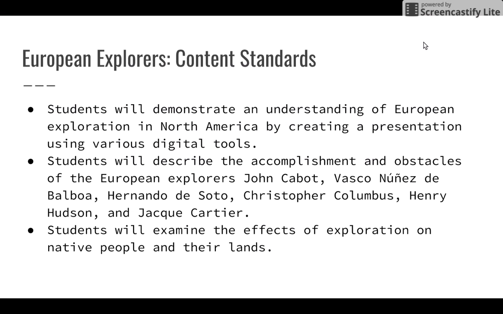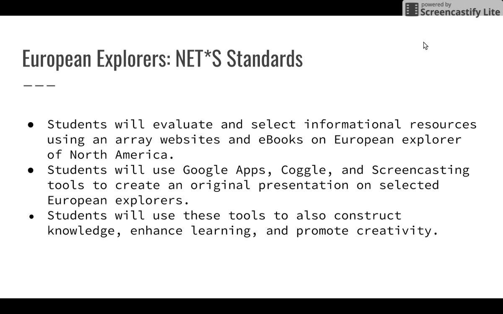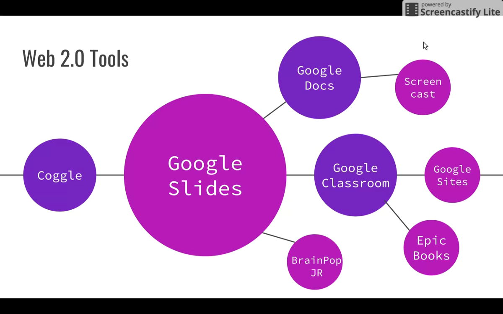Here are the content standards. I wanted them to demonstrate an understanding of European exploration in North America by creating a presentation using different visual tools, describe the accomplishments and obstacles of these explorers, and examine the effects of exploration on Native people and their lands. The NET standards include evaluating and selecting informational resources, using an array of websites and ebooks, using Google Apps, Kaggle, and screencasting tools to create a presentation, and use these tools to construct knowledge, enhance learning, and promote creativity.